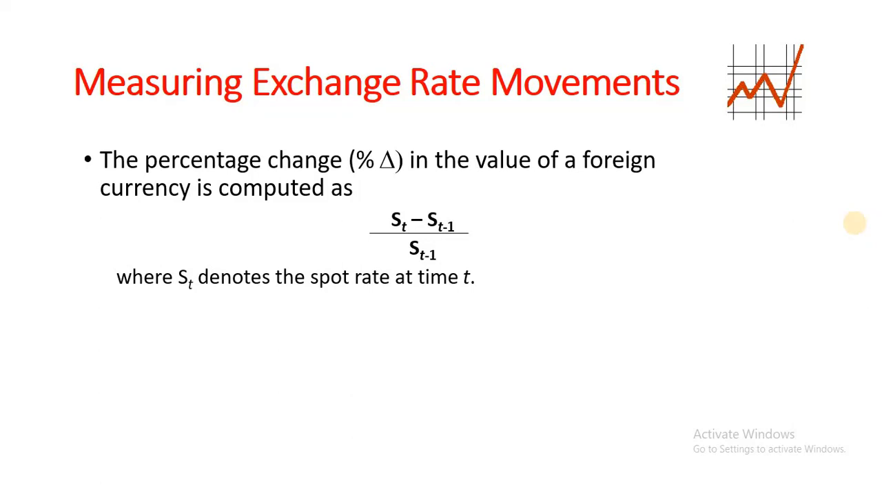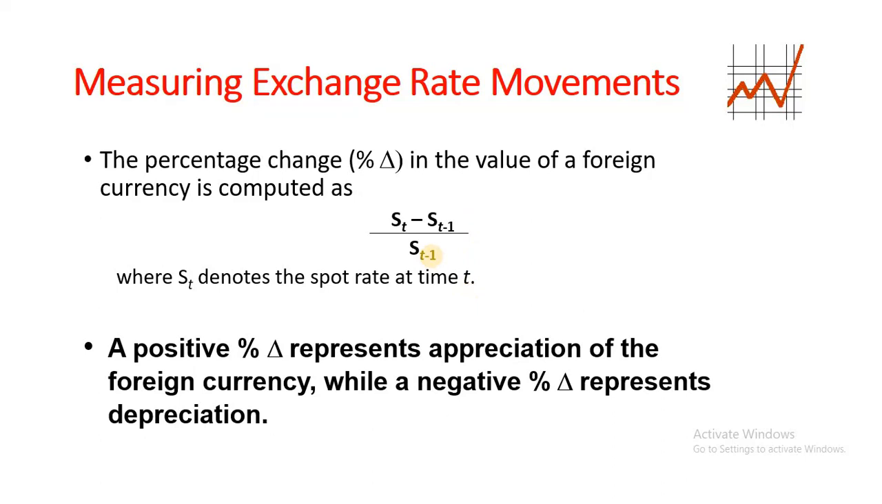Now, here is the formula to measure exchange rate movements. Here, S_t indicates the spot rate, which means the current exchange rate. And S_t-1 indicates the past exchange rate. So, if there is a positive percentage change, it will indicate appreciation of the foreign currency. And if there is a negative percentage change, it represents depreciation of the foreign currency.